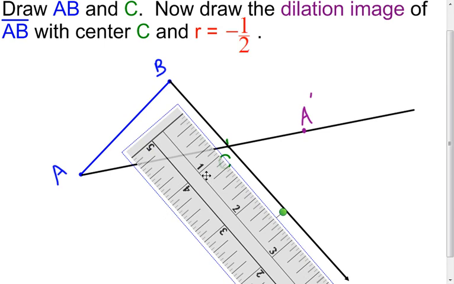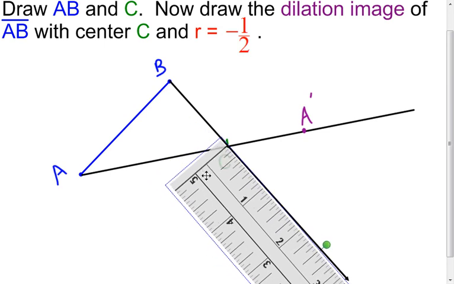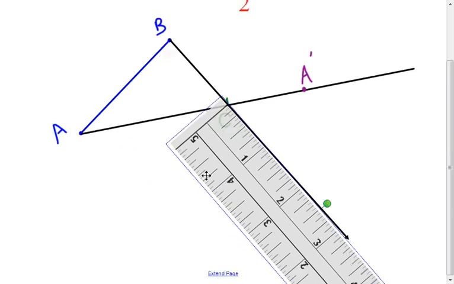So when we come down here, I have to cut in half because my scale factor is 1/2. That's going to be approximately 3/4, just a little bit more than 3/4, which is going to bring me out to approximately right there. And then call that B prime.